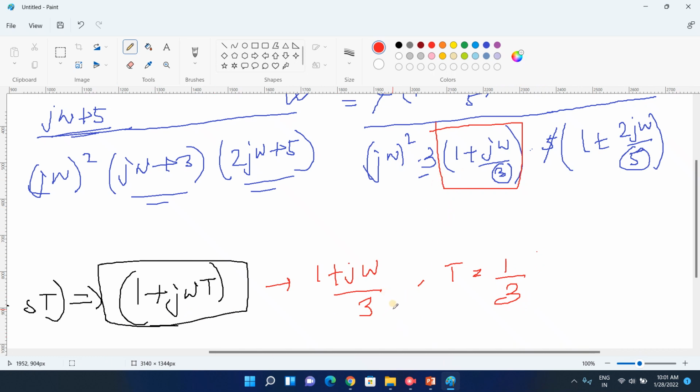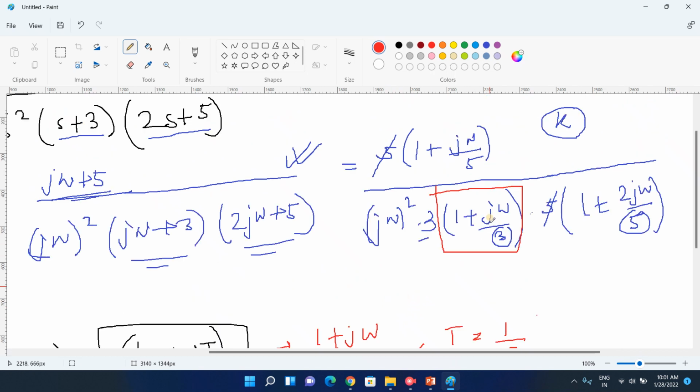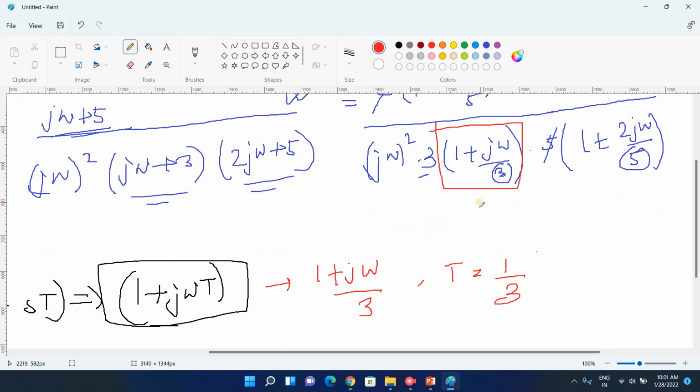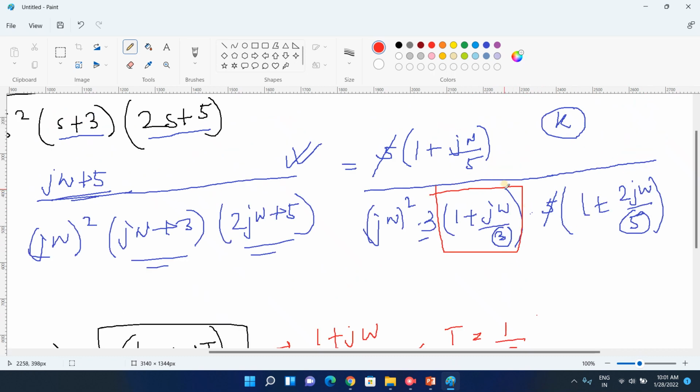So it is 1 by 1 plus j omega t, that means it is 1 plus j omega by 3. Okay, 1 plus j omega by 3. So you have to write in this form. This 1 by 3 is nothing but the t. So this is the actual form.